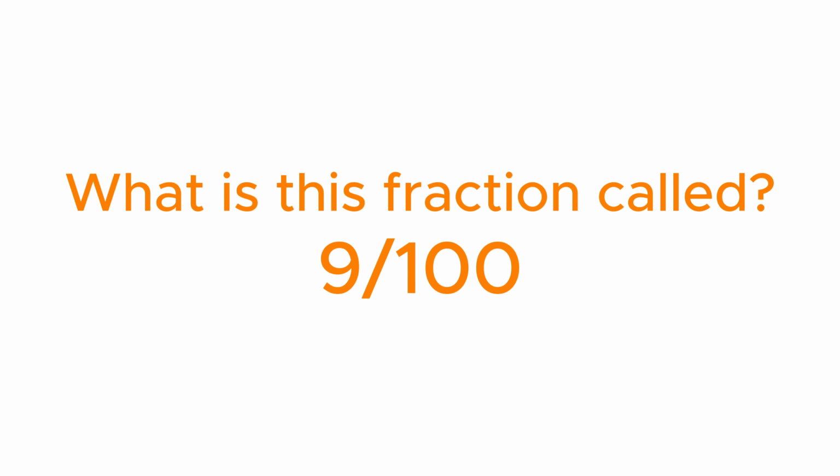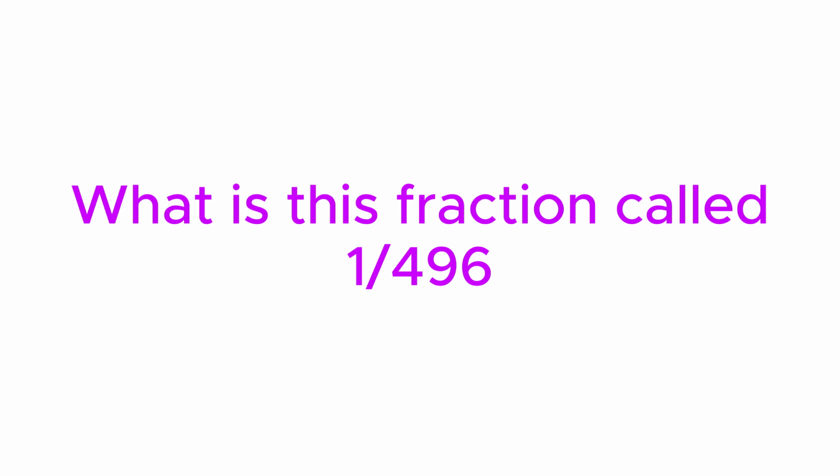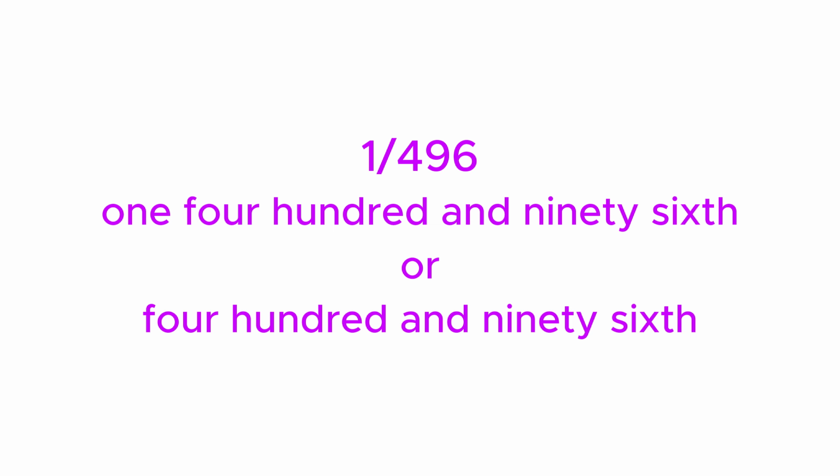What is 9 over 100 called? It is called 9 hundredths. What is 5 over 11 called? It is called 5 elevenths. What is 1 over 496 called? It is called 1 496th.